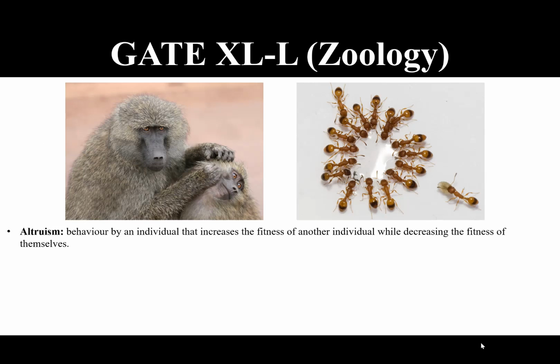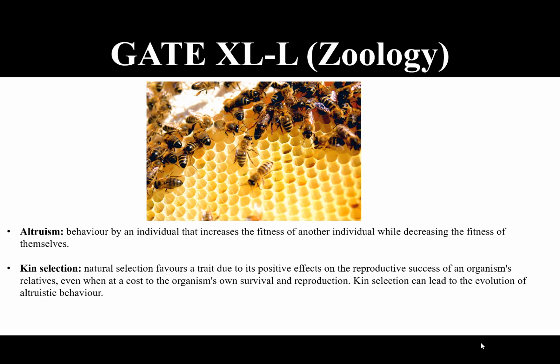Next is altruism. It is behavior by an individual that increases the fitness of another individual while decreasing the fitness of themselves. So in this example, here in social ants, you see that they are performing some traits that affect themselves, but it's for the benefit of the group.